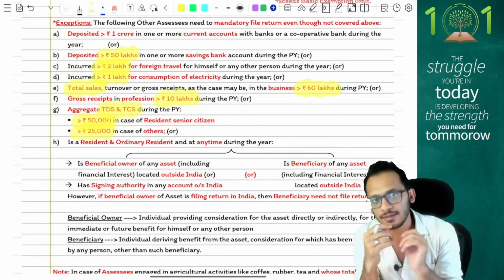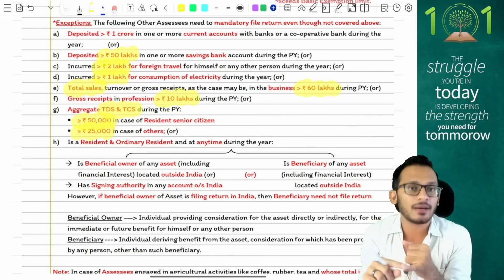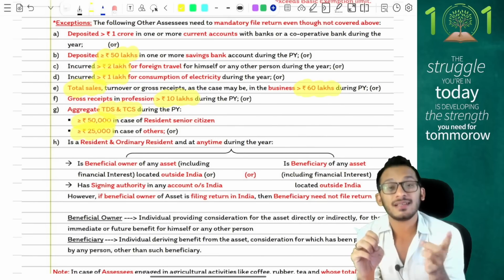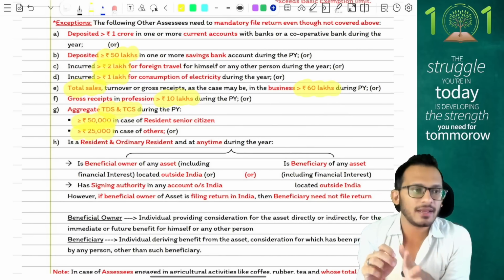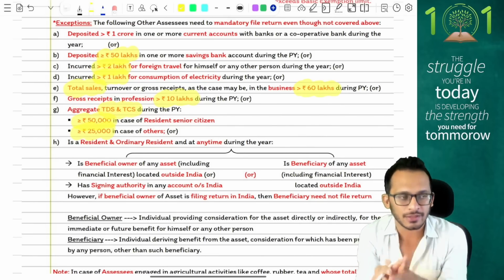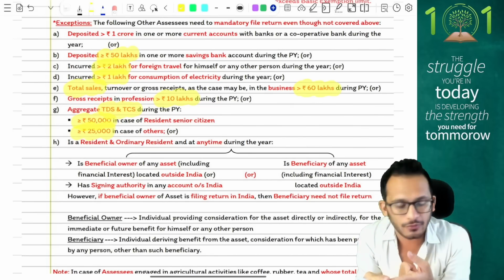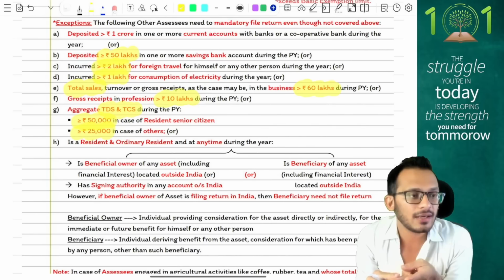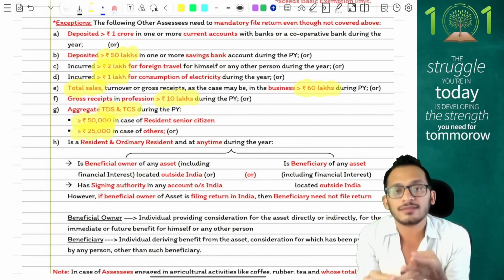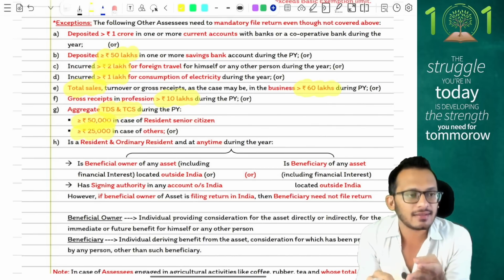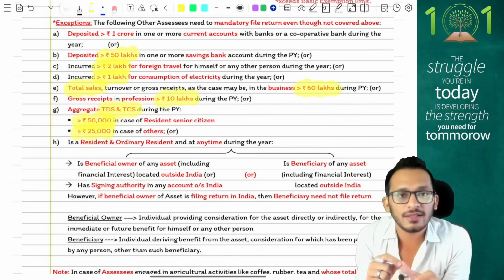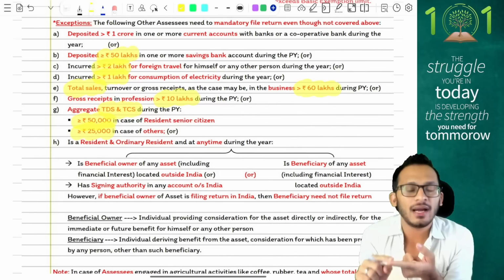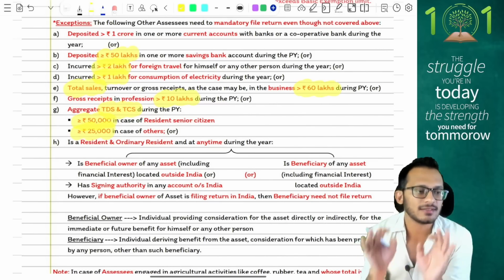So, two instances where return filing becomes mandatory. If you are a company or a firm, return filing is mandatory. Any other person is required to file a return if their GTI, ignoring any capital gains exemption, goes beyond the basic exemption limit. In financial transactions: 1 crore for current account, 50 lakhs for savings account, 2 lakhs for foreign travel, 1 lakh for electricity charges, sales of more than 60 lakhs in business, 10 lakhs in case of profession, TDS of more than 50,000 for senior citizens, 25,000 for normal persons, and any person who is an ROR having foreign bank accounts or any foreign assets.